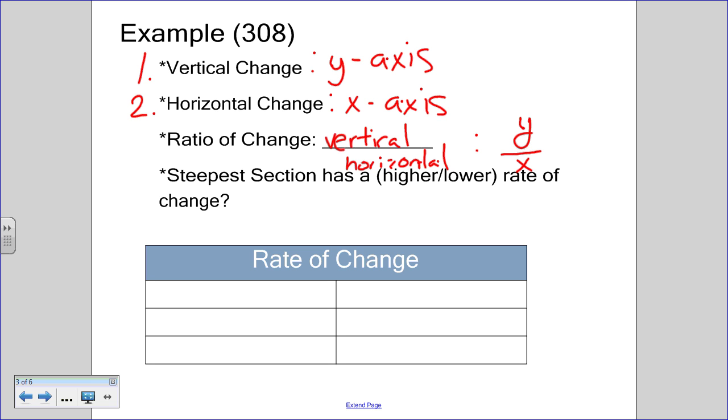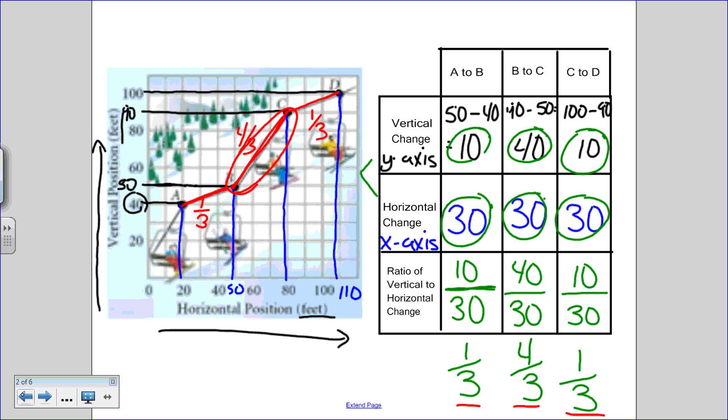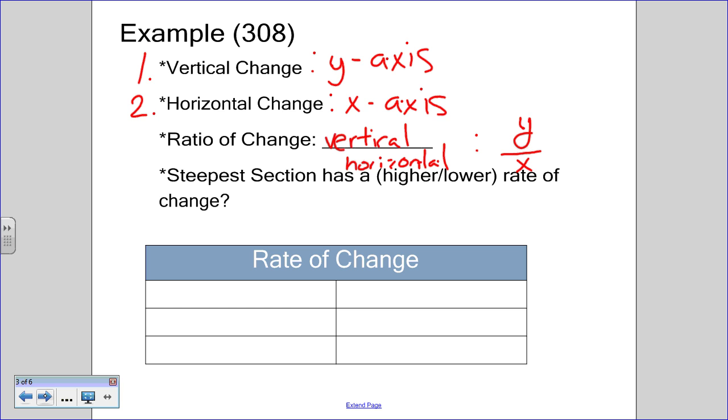Now, if we look at this question, it says the steepest section of the graph has a higher or lower rate of change. Remember when we looked back, we said the steepest section had a higher rate of change. That's an important concept to remember. So I would underline or maybe circle the word higher.